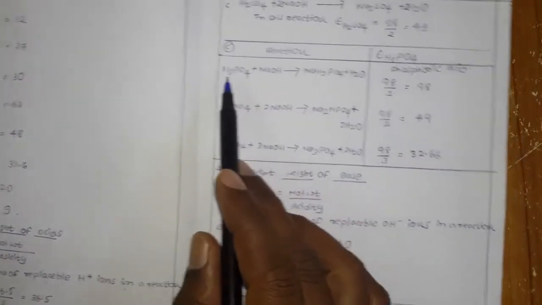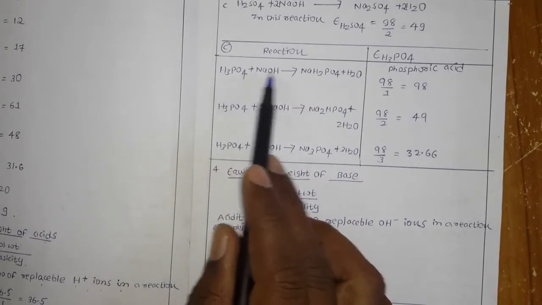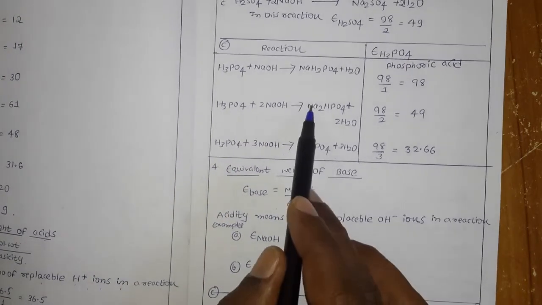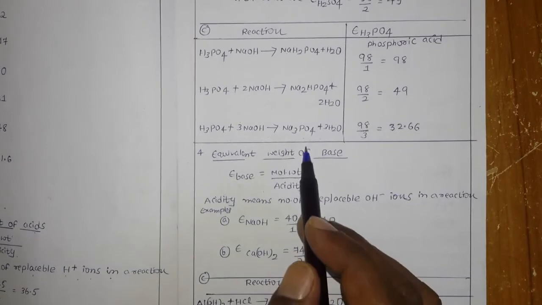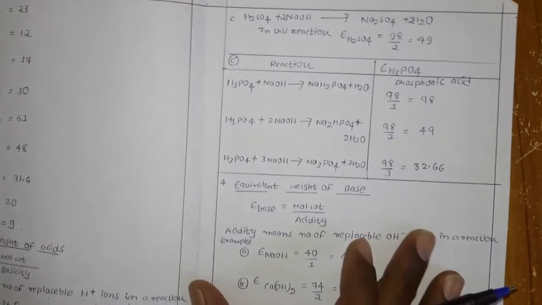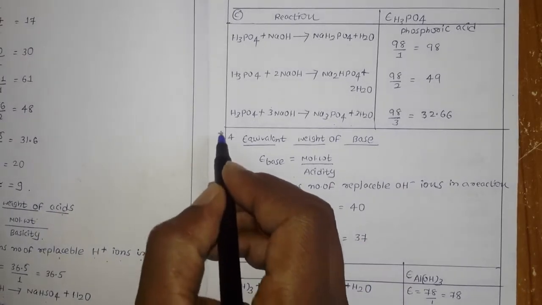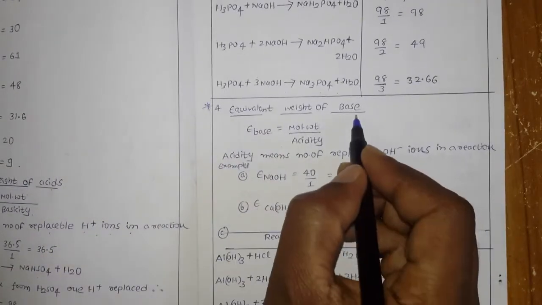Okay, you see this table here. In the first case 1 hydrogen is replacing, second 1 hydrogen, and third one here 2 hydrogens, and here 3 hydrogens. If you understand, you read this. If you are not able to understand, you leave this one. Okay, next we can go directly to the equivalent weight of the bases.